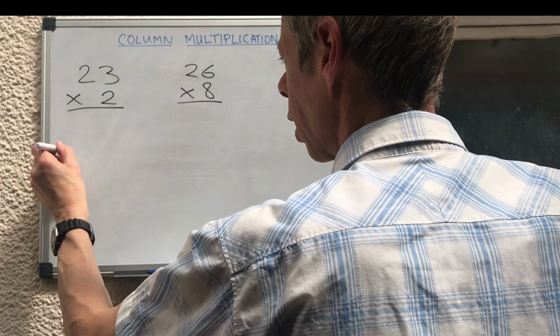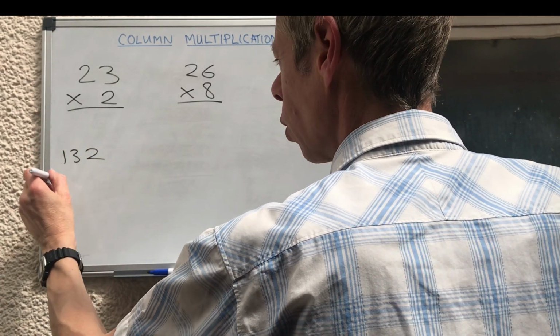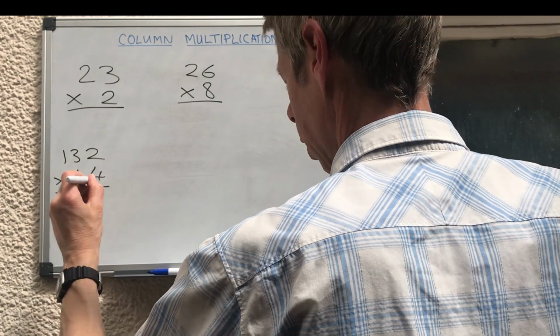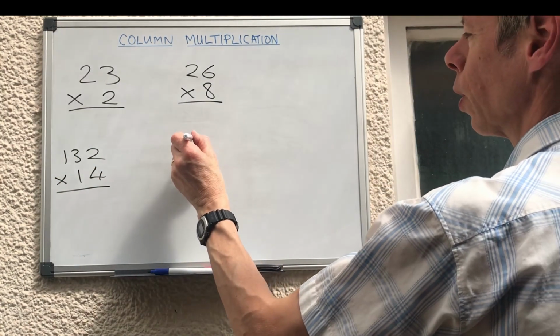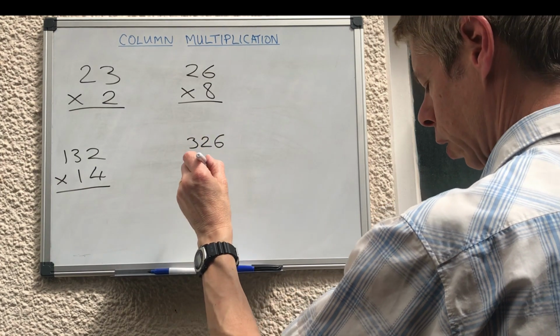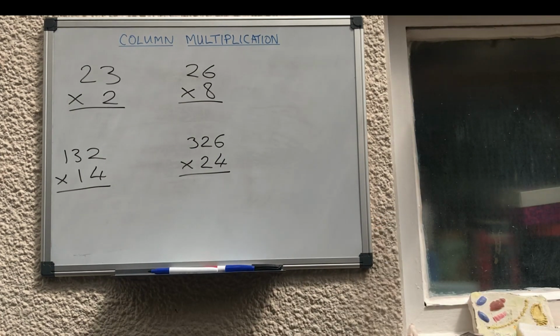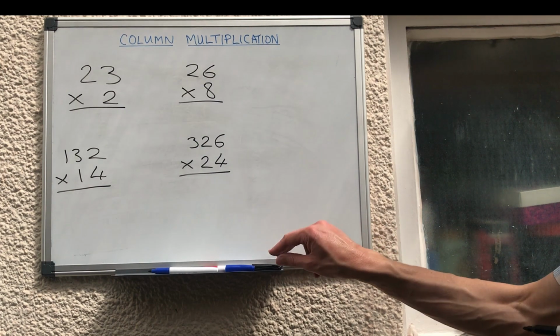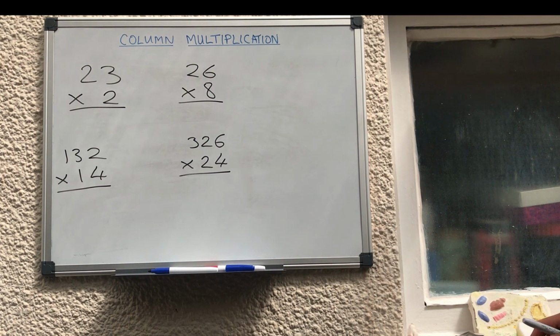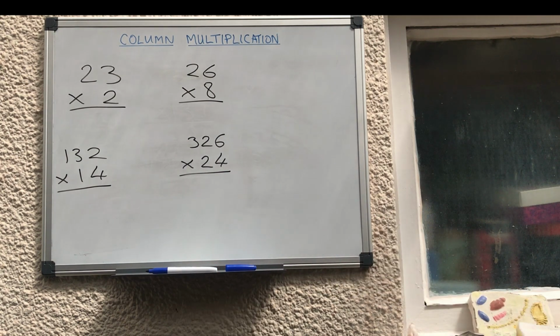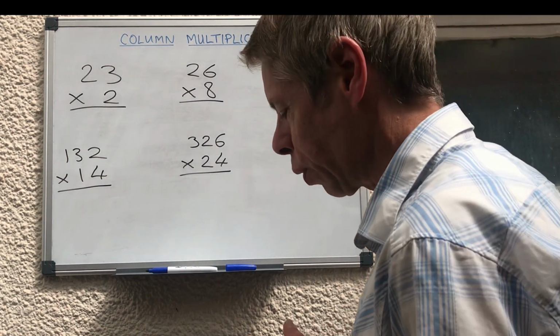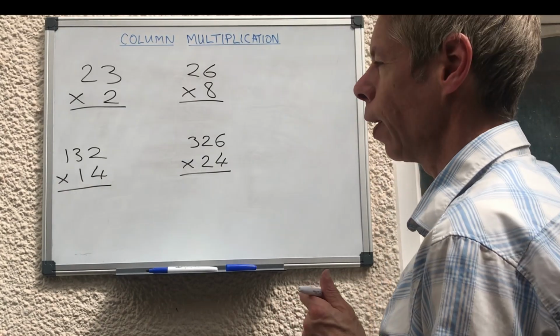Okay, next question is going to be 132 multiplied by 14. And then we're going to do, for last question, 326 multiplied by 24. I'm not going to wait too long on these. It doesn't matter if it takes you a while with these questions, so I don't expect you to have necessarily finished when I start going through them. Okay, so if you haven't finished, you might want to pause the video, finish them off and then see what the answers are.